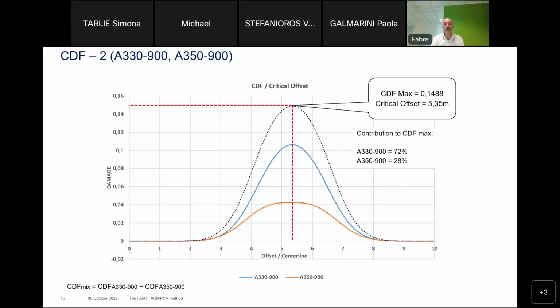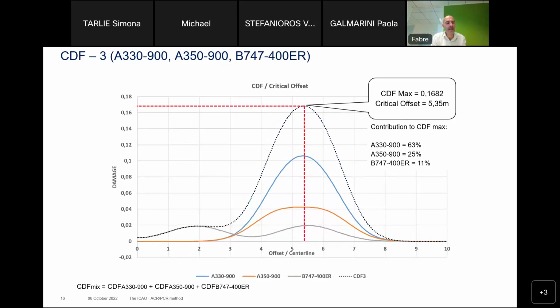So now we add the second airplane. The critical offset is not modified because both aircraft have the same landing gear track, but the CDF max increases and the contribution to the max CDF is about 72% for the A330 and 28% for the A350. So it doesn't mean that the A330-900 is more aggressive compared to the A350, because both aircraft do not have the same annual departures at the beginning. So this is normal. If we want to compare the relative aggressiveness of each aircraft with each other, we have to do that with an equal number of annual departures.